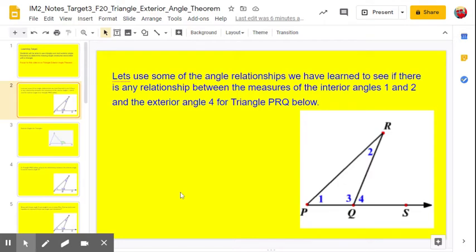So let's start off. Let's use some angle relationships we have learned to see if there's any relationship between the measures of the interior angles 1 and 2 and the exterior angle 4 in our example here, triangle PRQ. So we're looking at angle 1 and angle 2, those two angles there, and see if there's any relationship with those and this, what they call an exterior angle 4.